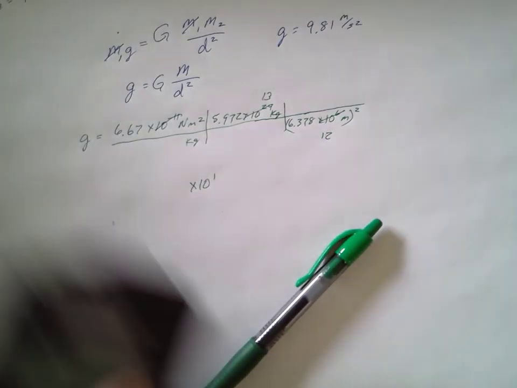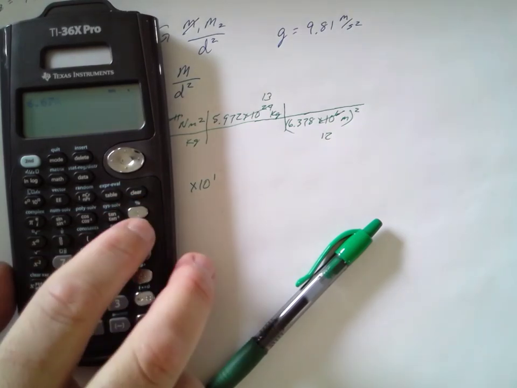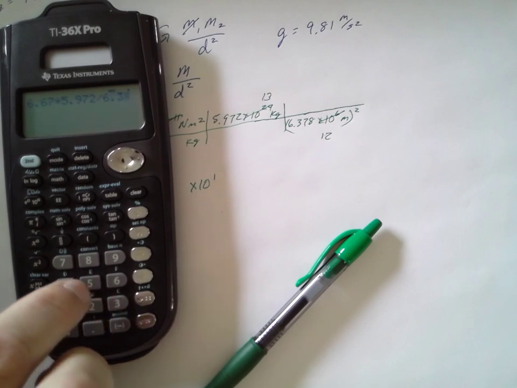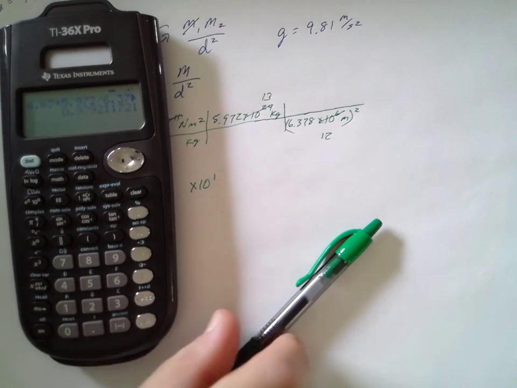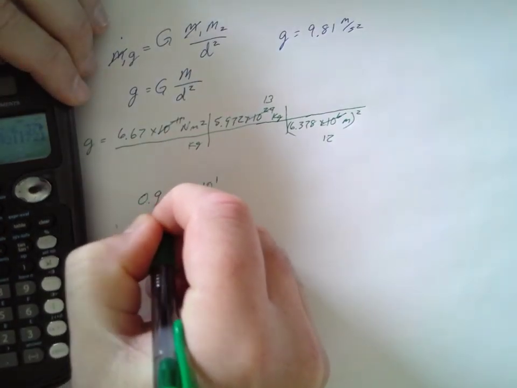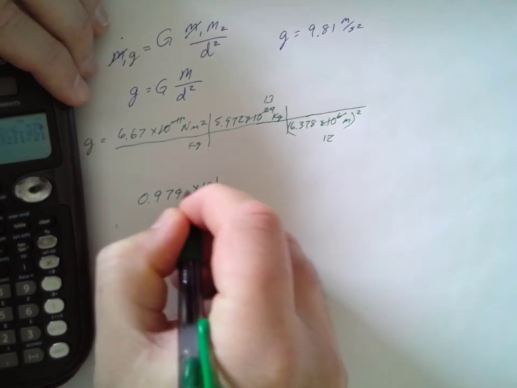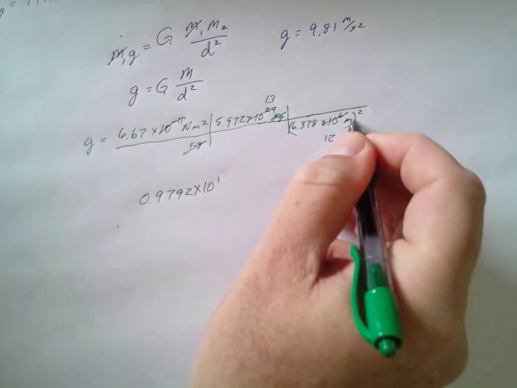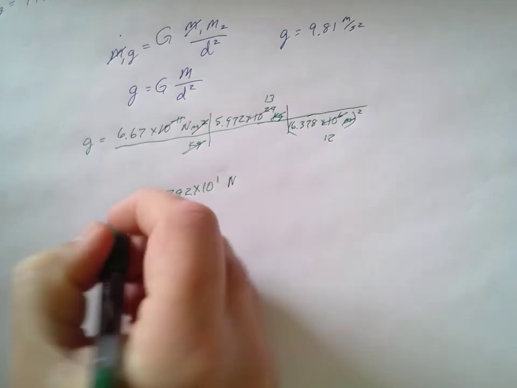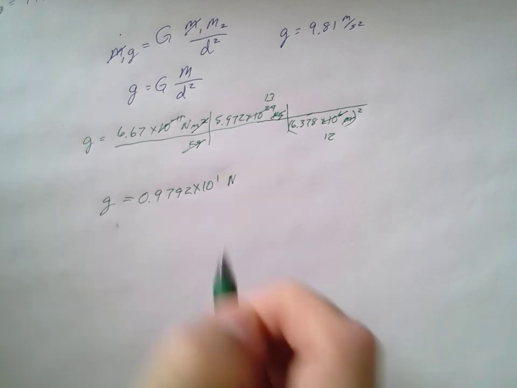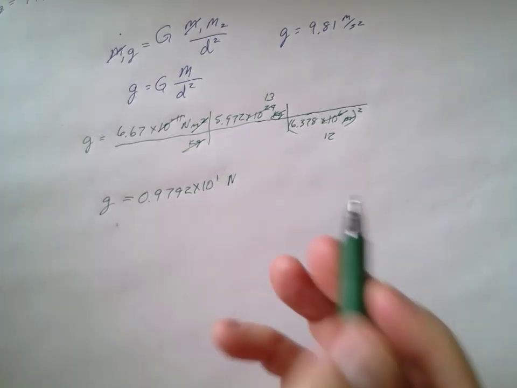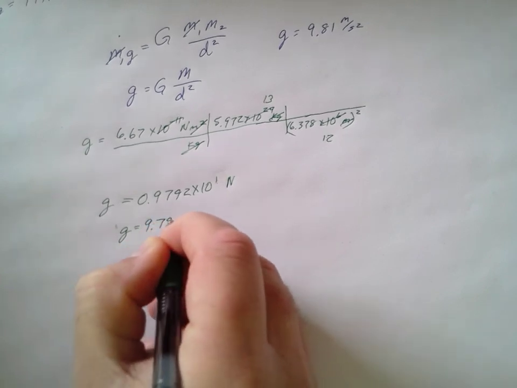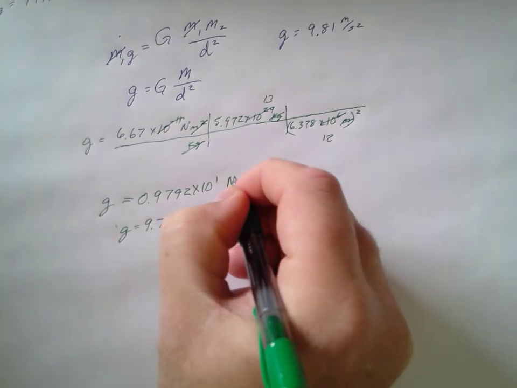Now let me take care of the coefficients in front. So here I've got 6.67 times 5.972 divided by 6.378 squared equals, okay, and I get 0.9792. Okay, so this is going to be newtons because kilograms cancel, meters cancel, and I'm left with newtons. Okay, so this is equal to g. Now let's clean it up because this is not proper scientific notation, but we don't need to. It's a 10 to the 1. 10 to the 1 is 10. Okay, so I multiply this number times 10, and my g equals 9.79. And this is meters per second squared.